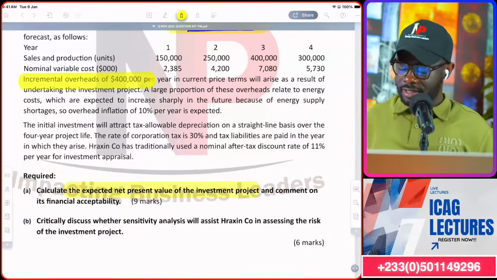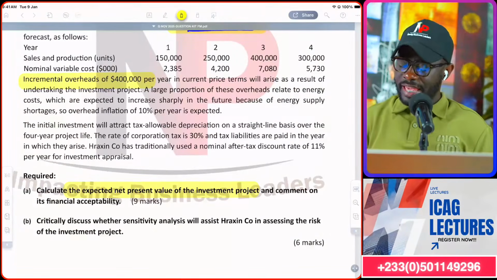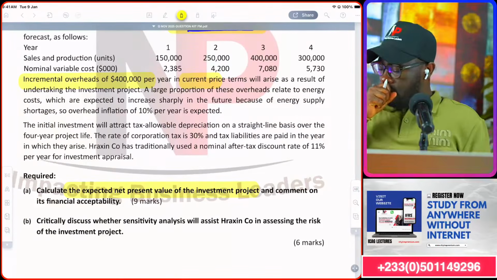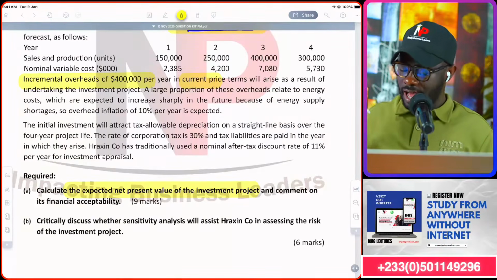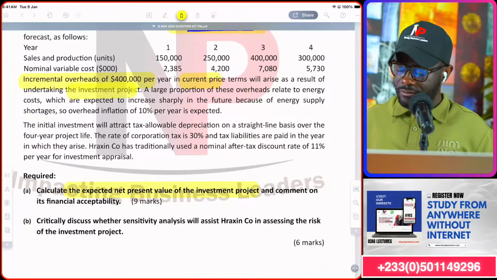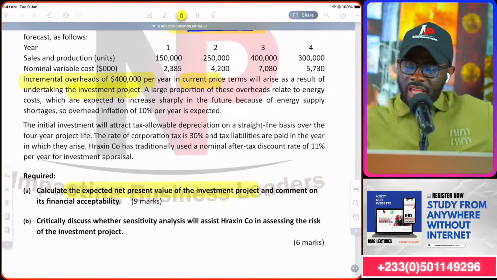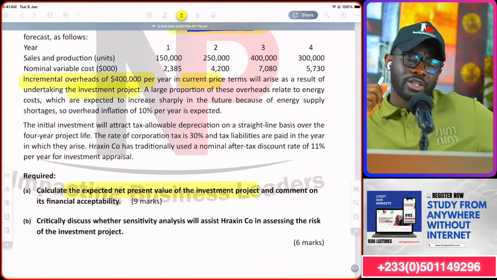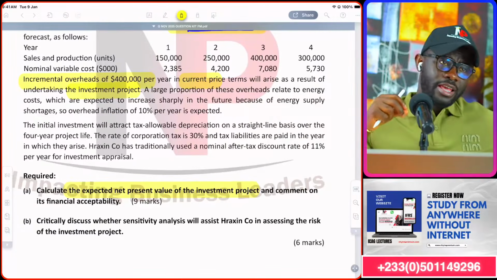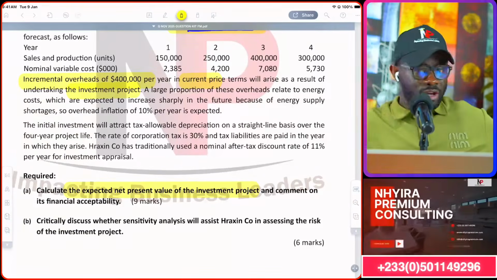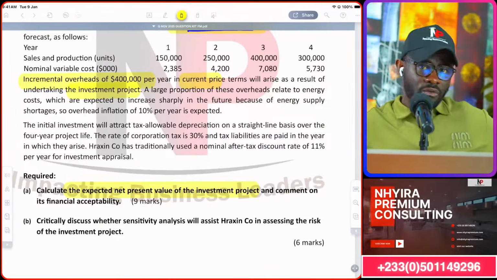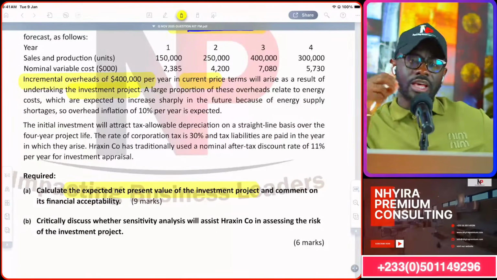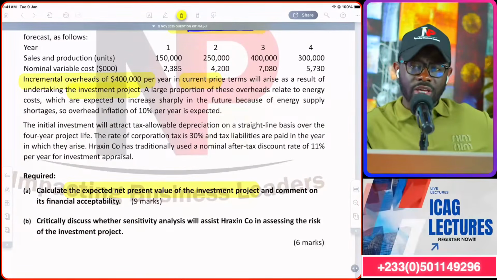Incremental overheads of 400 per year in current price, keyword, in current price, will arise as a result of undertaking the investment project. Incremental overheads, so we will consider that. Because remember, in investment appraisal, any non-relevant cash flow will not be considered, like fixed overheads absorbed. But incremental overheads are considered. Incremental working capital will be considered.